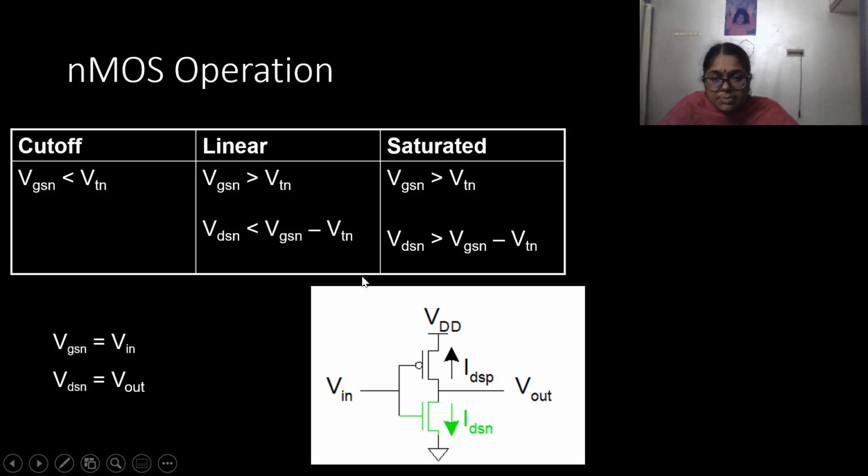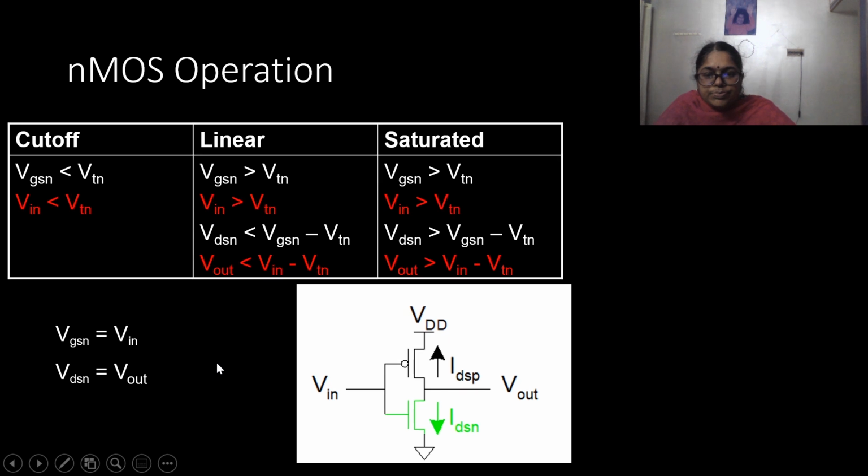Now we are applying this concept to the nMOS transistor in the CMOS inverter circuit. VGS of the nMOS transistor is equal to Vin minus 0, so VGS will be equal to Vin. Similarly, VDS of the nMOS transistor is between the drain and the source, so Vout minus 0. So VDS is equal to Vout. These things we are going to substitute in the above expressions.